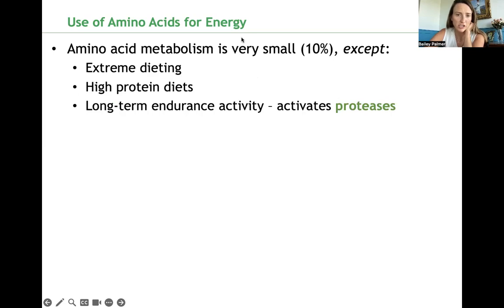And then long-term endurance activity will activate an enzyme, proteases. Protease is an enzyme that breaks down protein within the muscle tissue. So think of exercise that lasts for 2+ hours, 3, goes all the way to 5 hours. Long-term endurance activity could be anything from jogging to hiking, cycling for long distances. Our body would start to turn to other fuel sources to give us energy, so breaking down muscle.